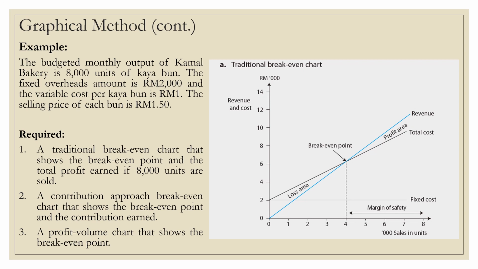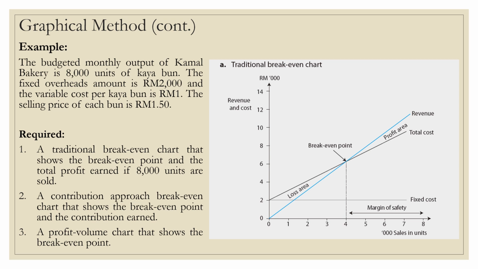Okay, and now we look into the graphical method and the examples. If you can see here, the budgeted monthly output of Kamal Bakery is 8,000 units of kaya buns. The fixed overhead amount is 2,000 and the variable cost per kaya bun is 1 ringgit. The selling price of each bun is 1.50. So we have an extra 50 sen after deducting the variable cost. We have 50.